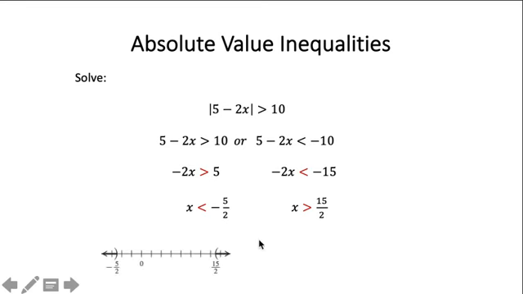When I go to graph this, notice parentheses here, guys, right? It's parentheses because there's no line under here. It's not equal to. And we have everything up to negative 5 halves, not including negative 5 halves, and everything from 15 halves to infinity, not including 15 halves. This is what that looks like in interval notation.